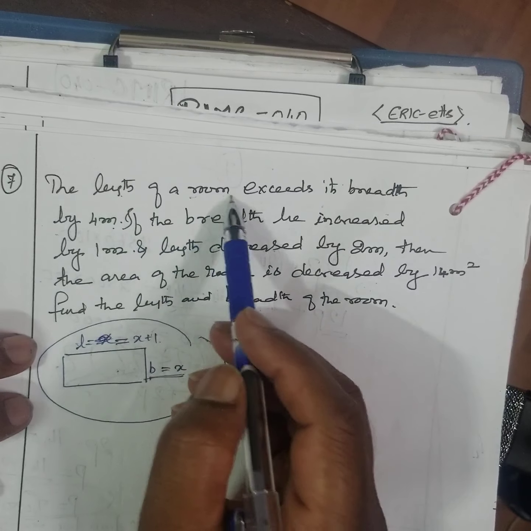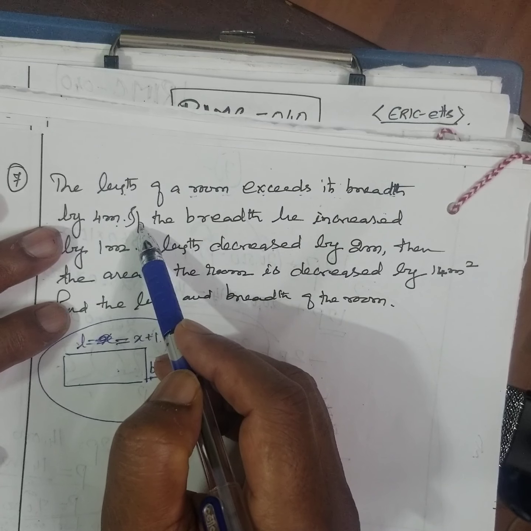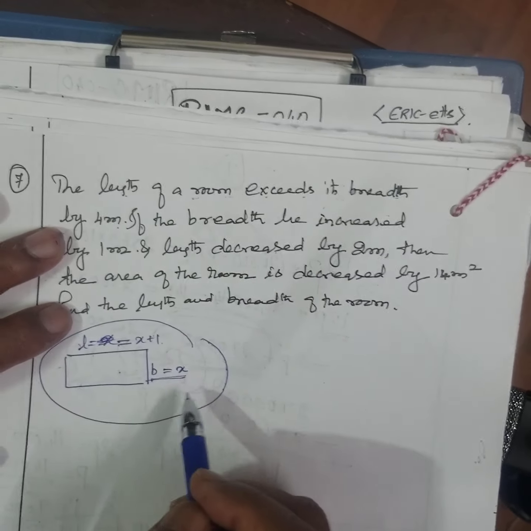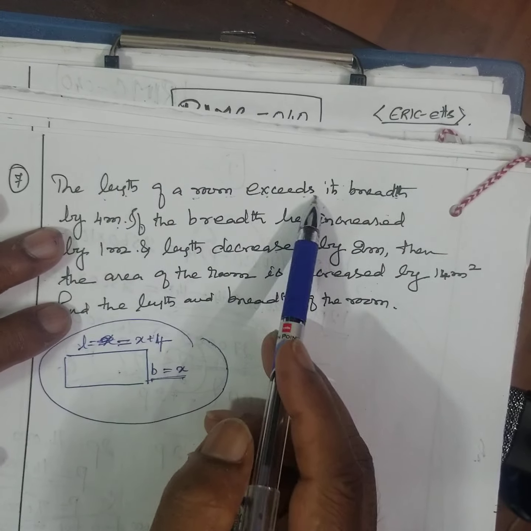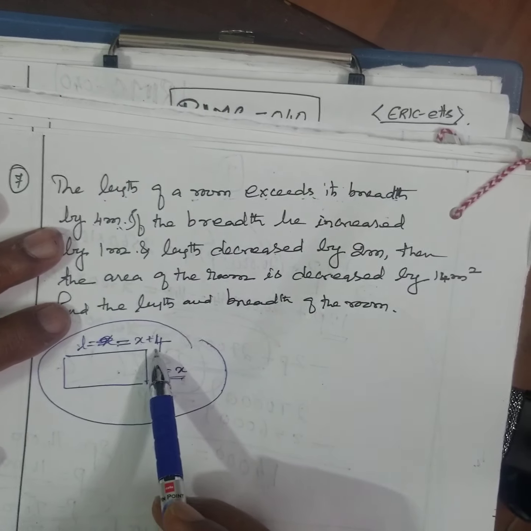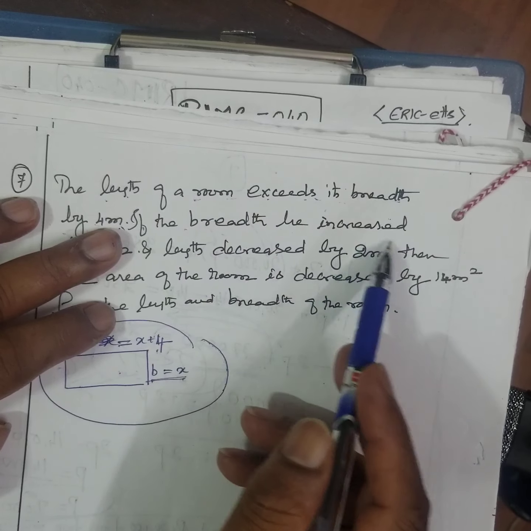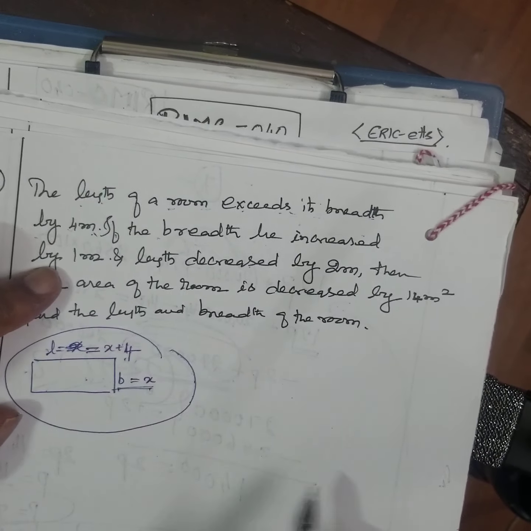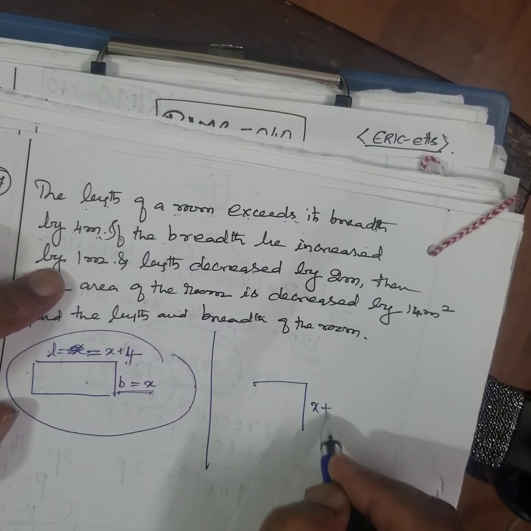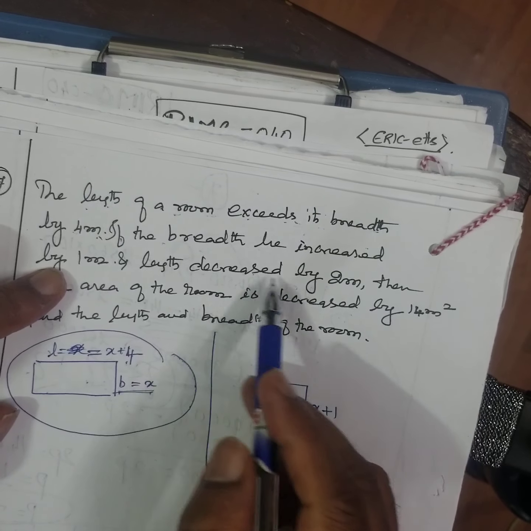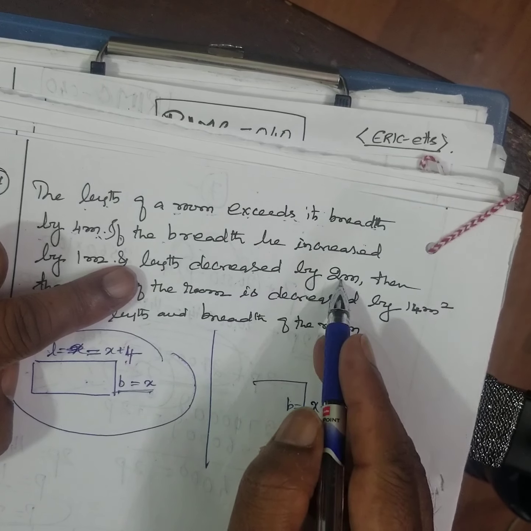The length of a room exceeds its breadth by 4 meters. If the breadth is x, the length is x plus 4 meters. If the breadth is increased by 1 meter, the length decreases by 2 meters.